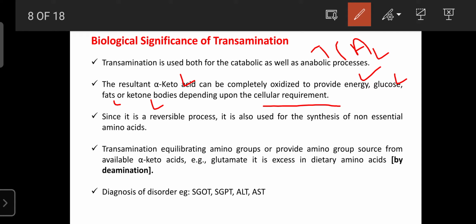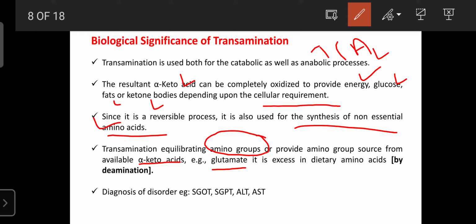Then since it is a reversible process, it is also used for the synthesis of non-essential amino acids. Transamination is helpful for equilibrating the amino groups, or it can continuously provide amino groups. It acts as a source of amino acids from the available alpha keto acids. For example, from an alpha keto acid it is converted into glutamate, and glutamate serves as the provider of the amino groups required for various processes or for the synthesis of new amino acids.